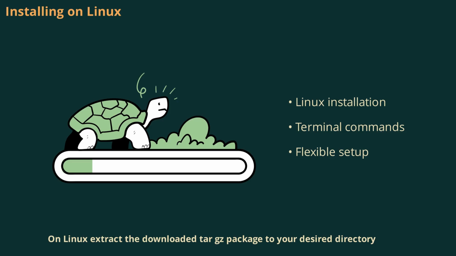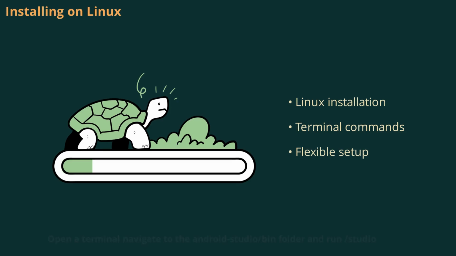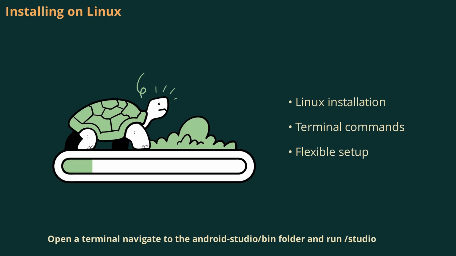On Linux, extract the downloaded tar.gz package to your desired directory. Open a terminal, navigate to the Android Studio bin folder and run ./studio.sh to launch Android Studio. The installation process is flexible and works across most Linux distributions, making Compose development accessible to Linux users.